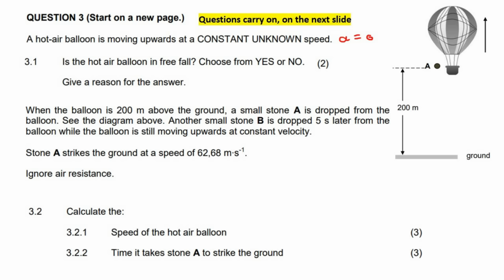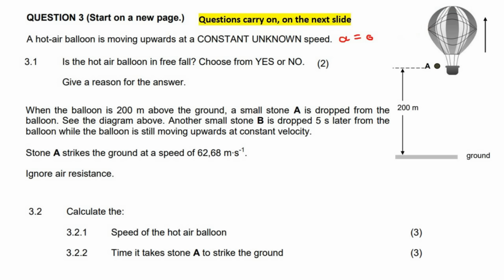An object is only under free fall if it is acting under the influence of gravity only. Now, if this hot air balloon was only being acted upon by gravity, then it would not remain at a constant speed. What would be happening is if it was going upwards, it would begin to slow down because of the gravity that is acting downwards. It would then reach a 0 velocity, and then it would begin to fall. That is what would happen if it was only gravity acting on that object.